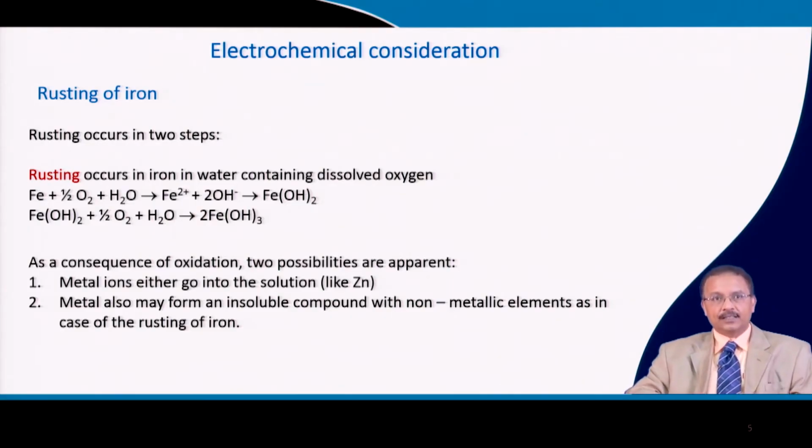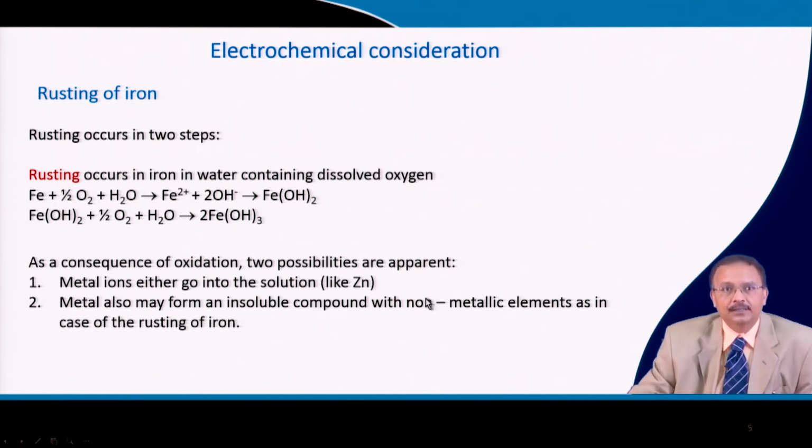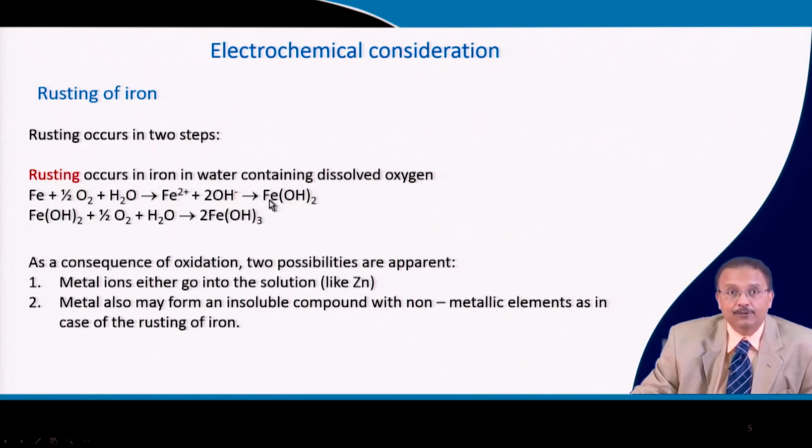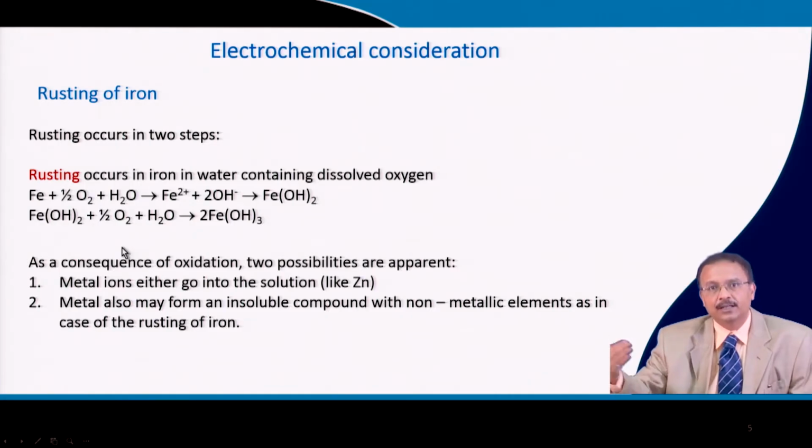Rusting of iron is another example. Rusting actually occurs in two different steps. In the first step, iron is oxidized to Fe2+, and eventually it forms iron hydroxide, and then the iron hydroxide reacts with dissolved oxygen and H2O, or oxygen from the moist ambient, and eventually it forms iron hydroxide, Fe(OH)3.